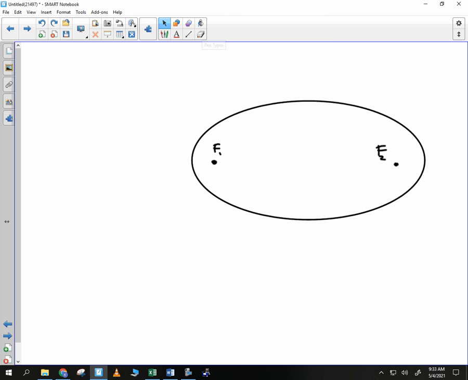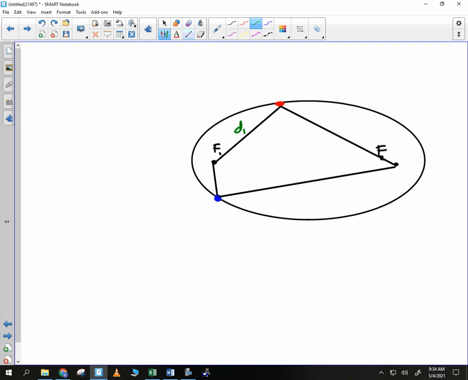And if you pick any point on the ellipse, and you then look at the distance, and then pick another point on the ellipse, and look at those distances, we'll call this D1 and D2. We'll call this D3 and D4. It turns out that if you take D1 and add it to D2, you get exactly D3 plus D4.